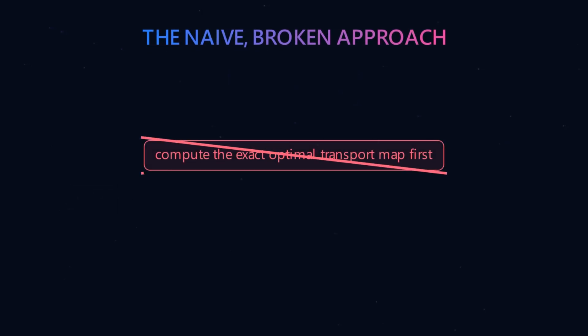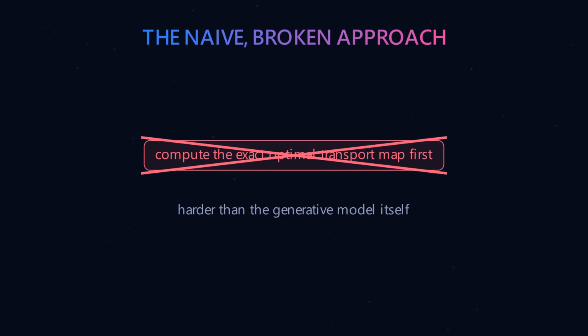The obvious way to train this network would be to first solve for the true optimal transport field u across the entire dataset, and then have the network regress onto it. But that's a dead end. Computing the actual Monge-Kantorovich optimal transport plan for millions of high-dimensional images is itself a brutally expensive optimization problem, arguably harder than the original task of training the generative model. If flow matching required solving optimal transport exactly first, it would have gone nowhere.